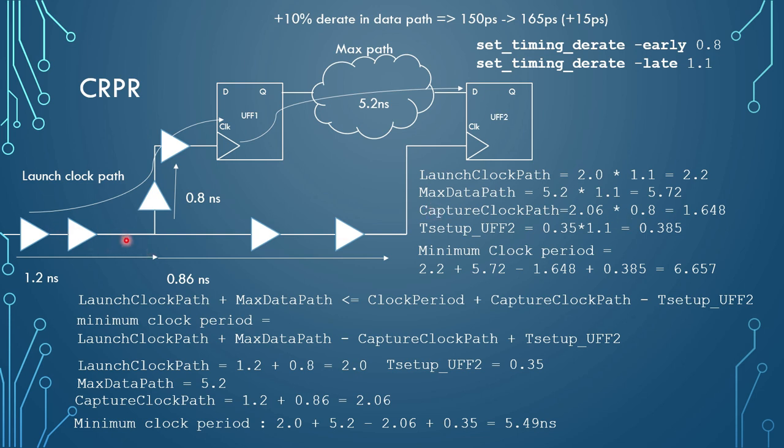The capture clock path will be derated by the early factor, because we want to squeeze it further, so it will be multiplied by 0.8. So it becomes 1.648. And we also want to increase the setup time so that your design gets stressed further, so it will become 0.385 from 0.35. That is again a 10% derate, which makes your minimum clock period, by the same calculation again, 6.657. You can clearly see that it has increased from 5.49 to 6.6. That is the effect of OCV that we should take into account before doing any calculation.